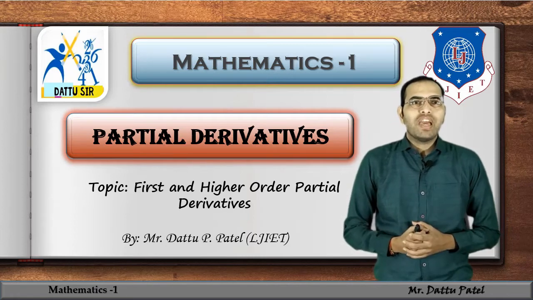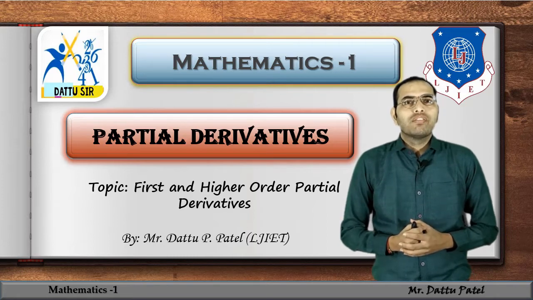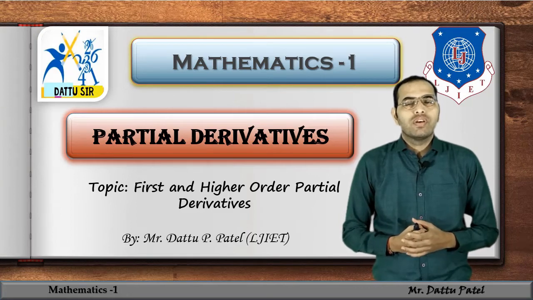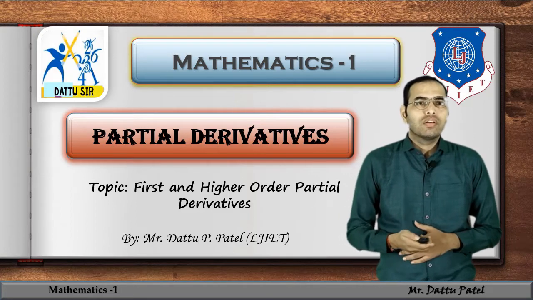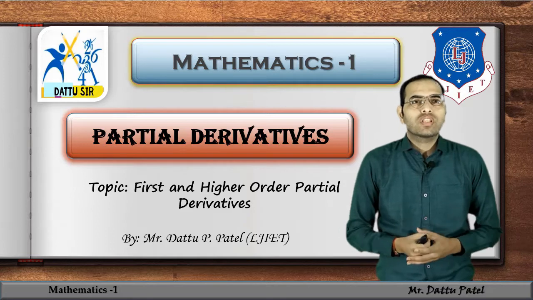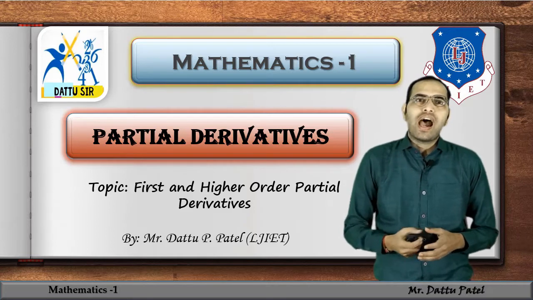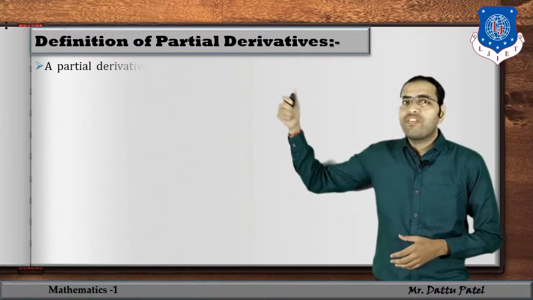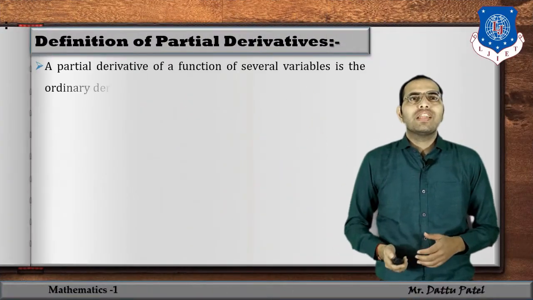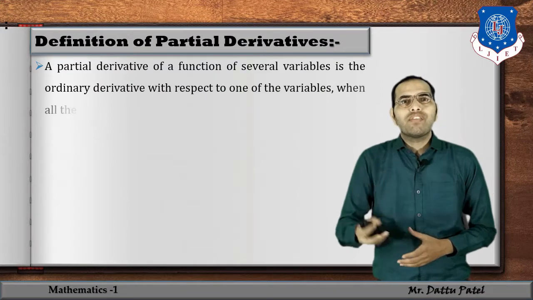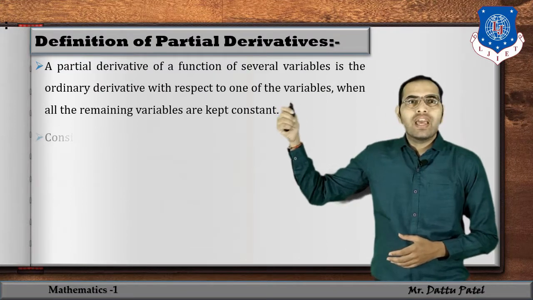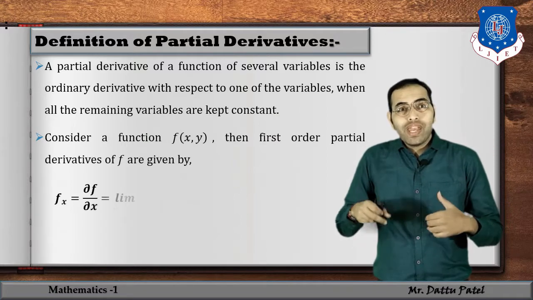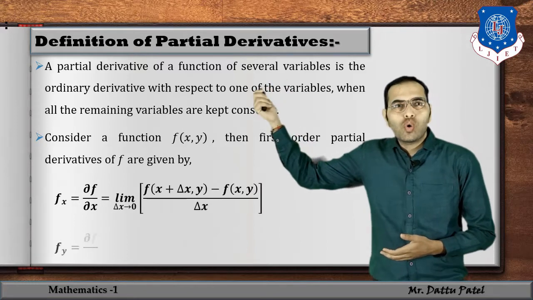In the earlier lecture, we already discussed functions of two variables, and limits and continuity of several variable functions. Today's session, we are going to discuss the first and higher order partial derivatives. Let's first see the definition of partial derivative. A partial derivative of a function of several variables is the ordinary derivative with respect to one variable. That means all the remaining variables are held constant.